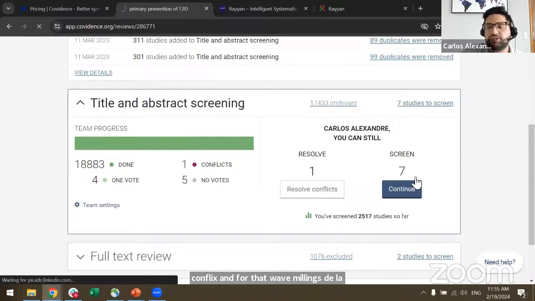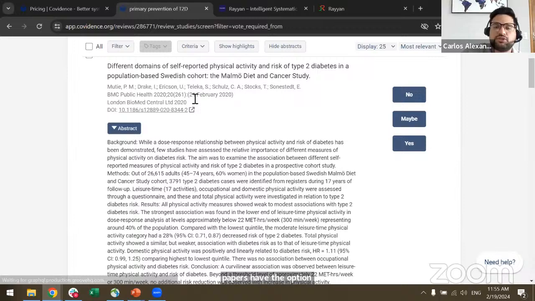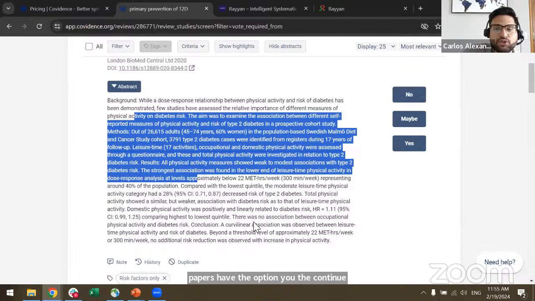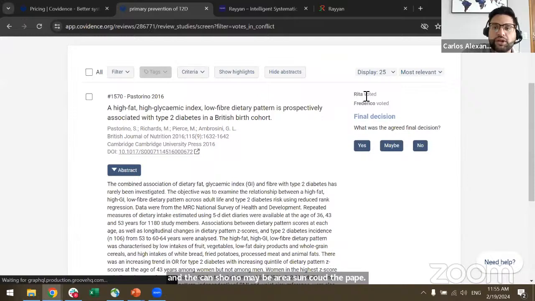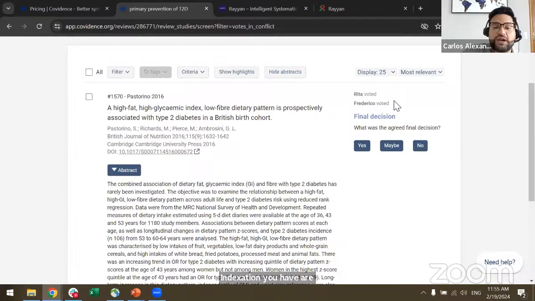You have the option here to continue screening. And then for the abstract phase, you can see the title, all the information here about the paper, the abstract, and you can choose no, maybe, or yes to include the paper. In the resolve conflicts section, you have who voted for that. In this case, it was Rita and Federico. In order to avoid bias, we don't have the votes here, so I cannot see who voted yes and who voted no. So we should have a meeting for the three of us to check the abstract again and reach a final decision on that.